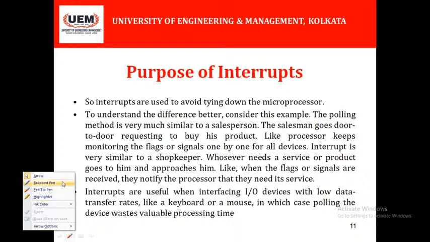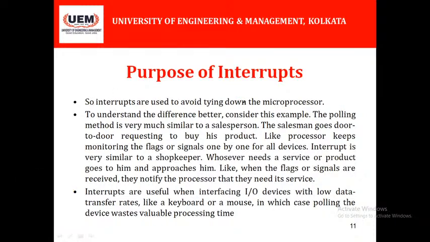We are discussing that interrupts are used to avoid tying down the microprocessor. To understand the difference better, consider this example. The polling method is very similar to a salesperson. The salesperson goes door to door requesting people to buy his product. Likewise, the processor keeps monitoring the flags or signals one by one for all devices. So the processor goes door to door, asking all the input devices and output devices whether they need any kind of service or not.